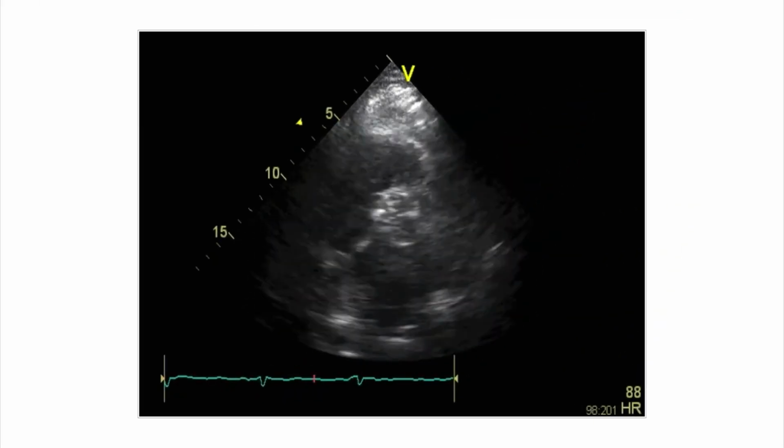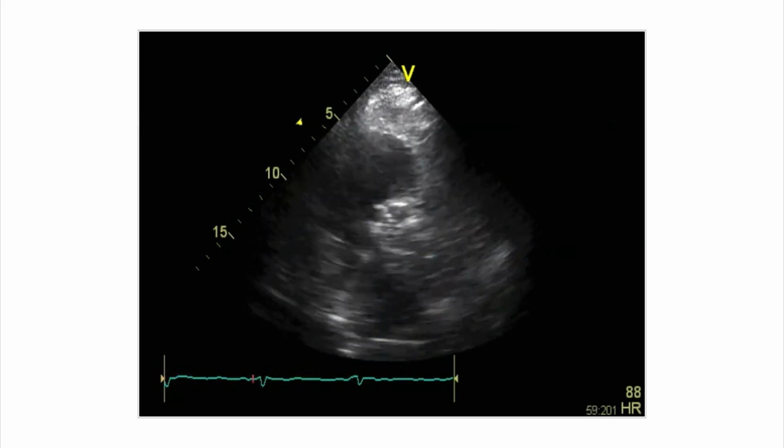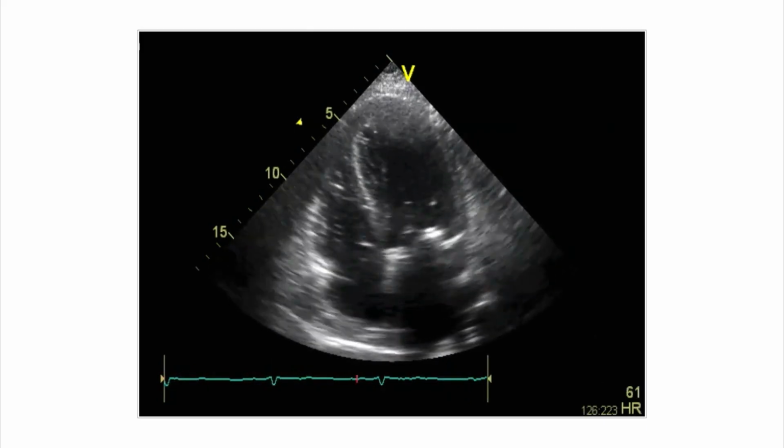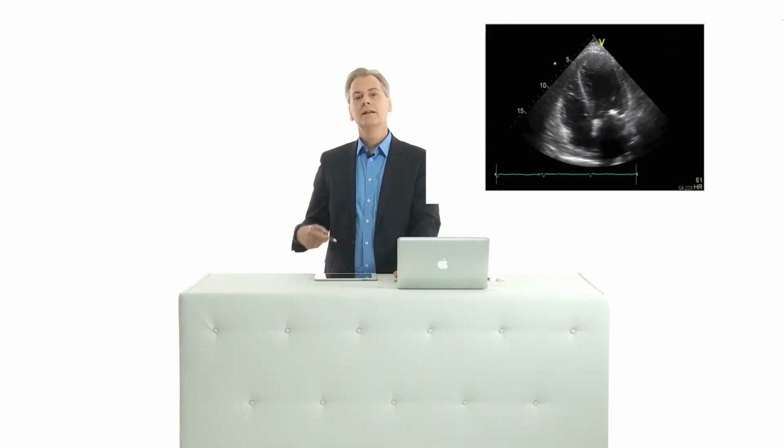Look at the short axis view and now at the 4 or 5 chamber view. Does this ring a bell? Well, it should, because we already presented this pathology in one of our first lectures.